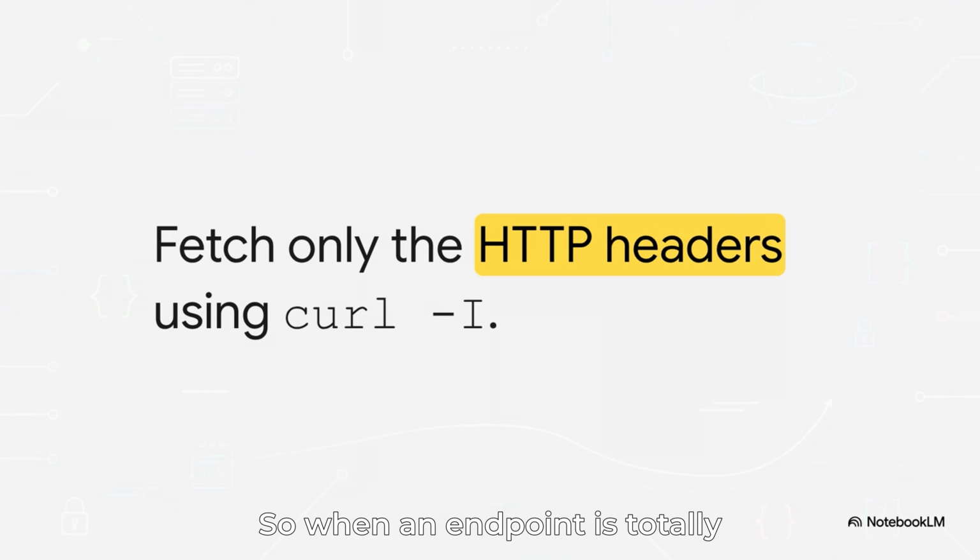So when an endpoint is totally unresponsive, you usually don't need the entire HTML or JSON payload just to know if the server is actually alive, right? By using a basic GET request combined with the capital I flag, say against the reqres.in/api/users endpoint, you're commanding curl to fetch only the HTTP headers. It's an incredibly fast way to just ping a web service.